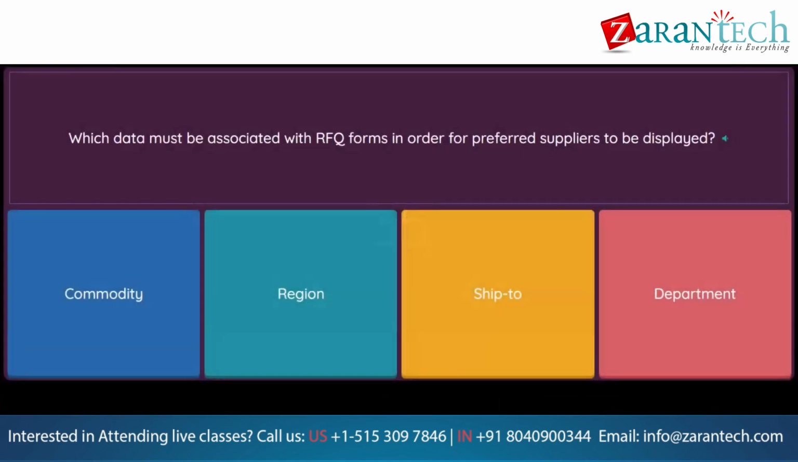Question: which data must be associated with RFQ forms in order for preferred suppliers to be displayed? Option 1: commodity. Option 2: region. Option 3: ship to. Option 4: department.